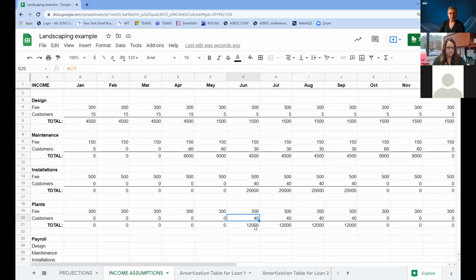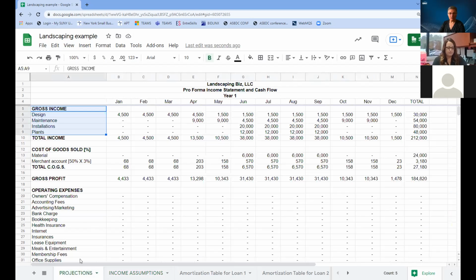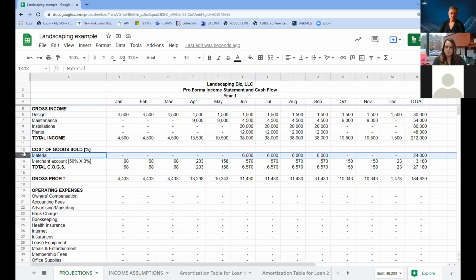All right. So when I look here, this has populated because I have already done that ahead of time, but it basically gives you an average of how much they made. Depending on your type of business, you may or may not have cost of goods. In this model, they do because they sell plants. They also have to buy plants, right?